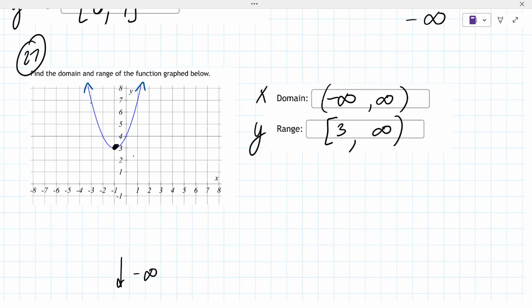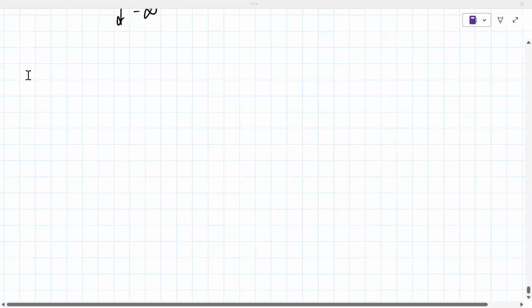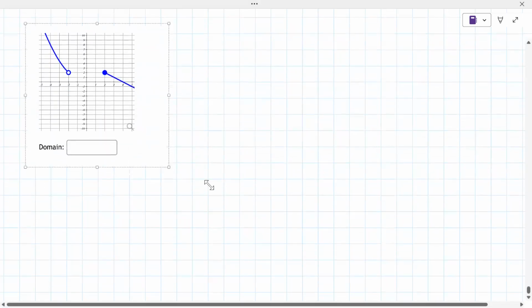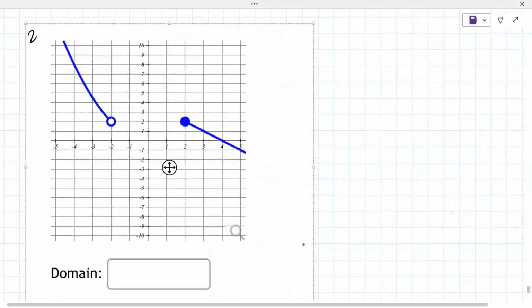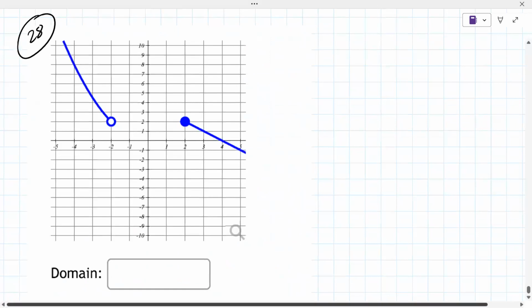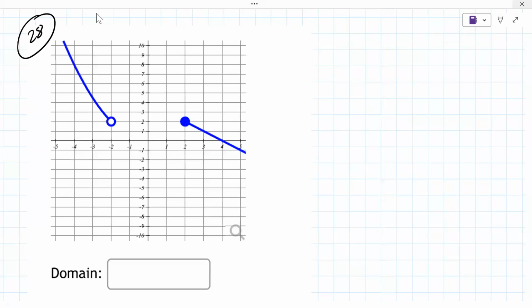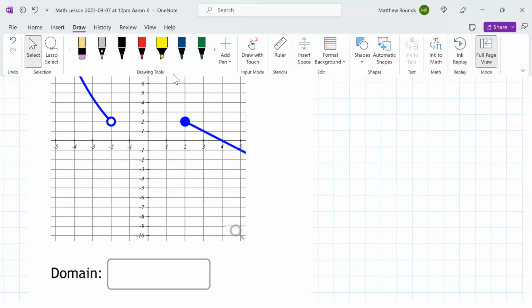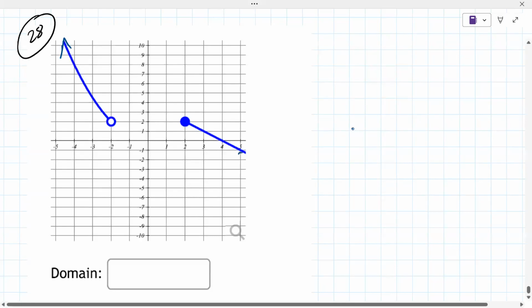Any questions before we move on to 28? No. Okay. So 28, this one just asks for the domain. You can see this one is broken apart, like the graph on the left here. I didn't mean to put this in that order. It does go that way and that way.